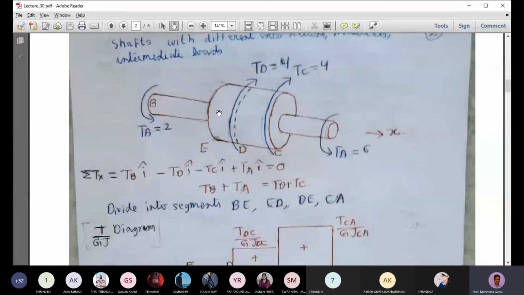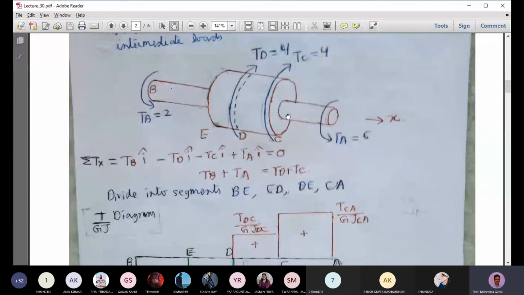So there will be a change in twisting moment between ED and DC. So we need another segment, and from C to A we will have another segment. So totally we have 4 segments. We'll divide this system into 4 segments: BE, ED, DC, and CA. Once we do that, we can look at each individual segment and find out the torsional moment. And once we know the torsional moment, we can find out the angle of twist.